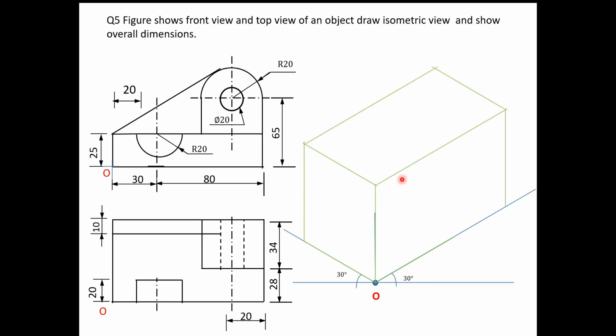So this is 110 by 85, and this is 62 by 85. Now next we give the dimensions here.